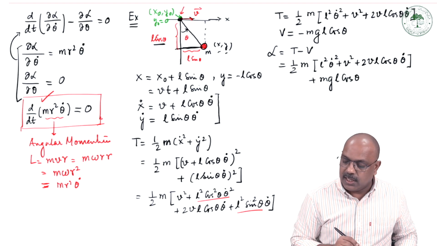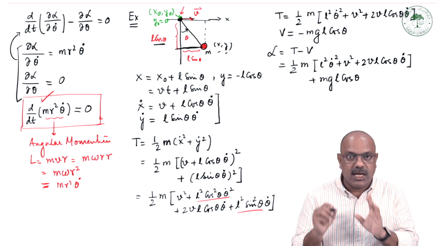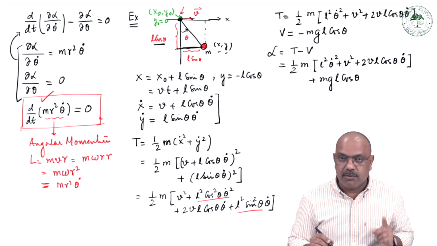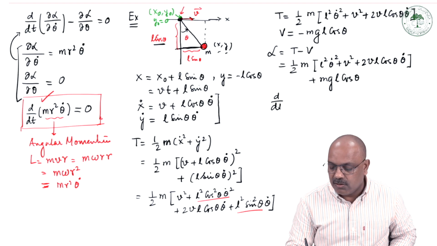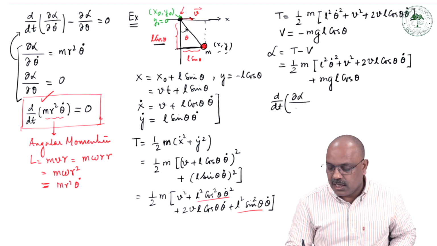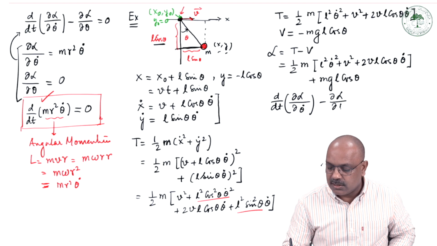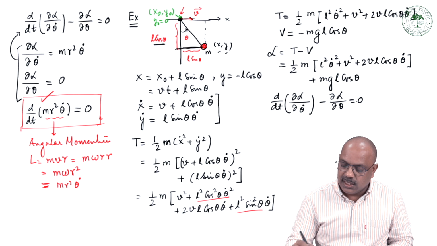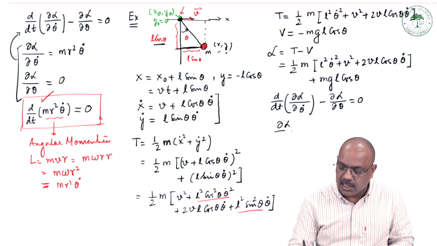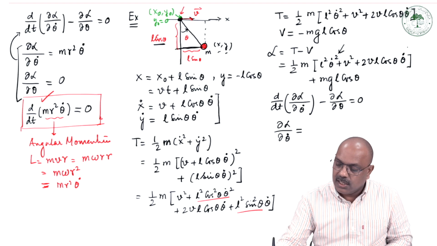So now, because the only generalized coordinate is theta, since L is constant here, I'm going to have only one equation of motion, which is d/dt of delta L by delta theta dot minus delta L by delta theta equals 0. So I have to find this delta L by delta theta dot. So delta L by delta theta dot here in this case has theta dot here and theta dot here.